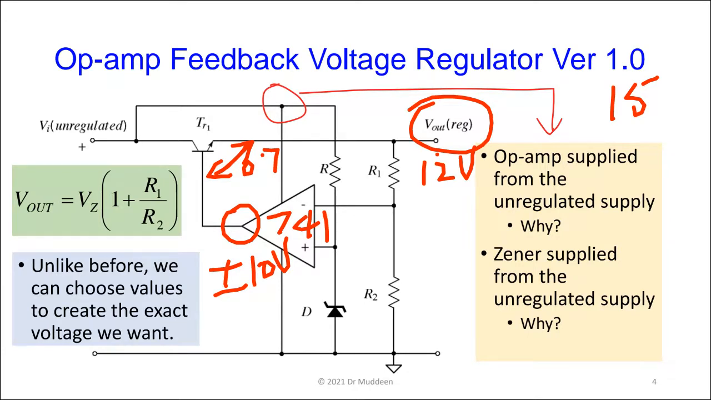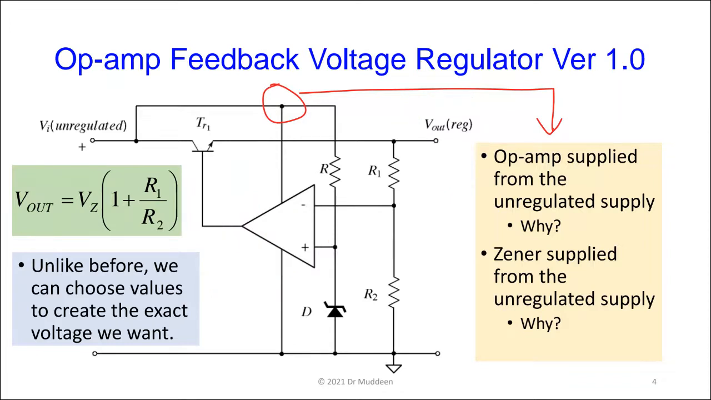So we supply it from the unregulated supply. The op amp typically takes very little bias current, so the load on the unregulated power supply by supplying this is going to be minimal. Okay, so question number 2: I am supplying the Zener diode also from the unregulated supply. Why?